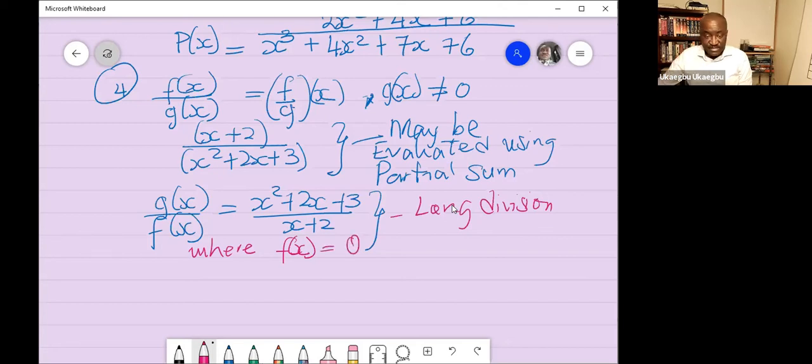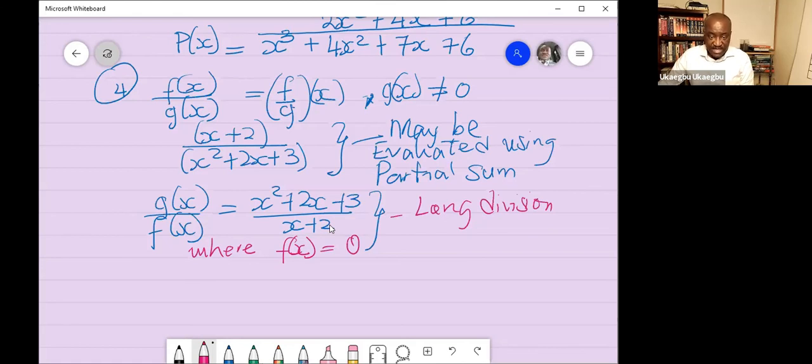Okay, so what that means is the value of x cannot be any number such that when you substitute x into it, it turns the denominator to 0. So you can have a solution.